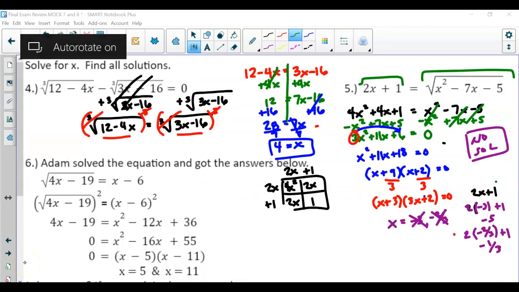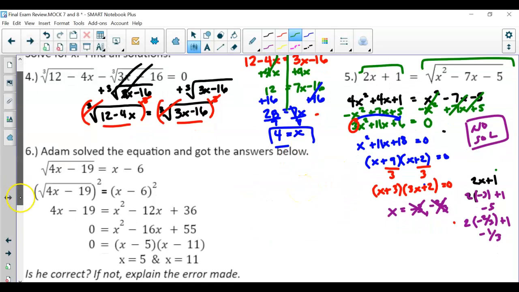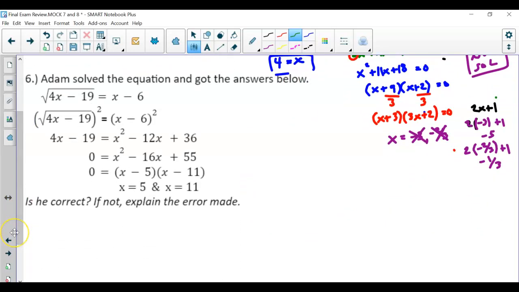And so now in number 6, I'm going to go ahead and erase this here from the previous problem. Notice in number 6, the problem has already been solved. But we're looking to see if there's an error made, and if not, to explain. So here, this equation was solved. So I know here that I need to square both sides first, which is shown.